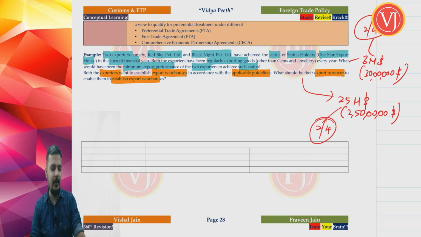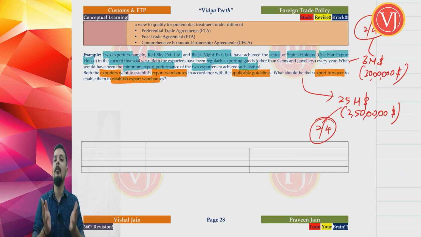And the question is drafted beautifully. They want you to explain all these points. In the first part of the question, if they are a 1-star house, the number is $3 million US dollars. They would have achieved that already in 2 out of the 4 years. What are those 4 years? The current year and the 3 preceding financial years.